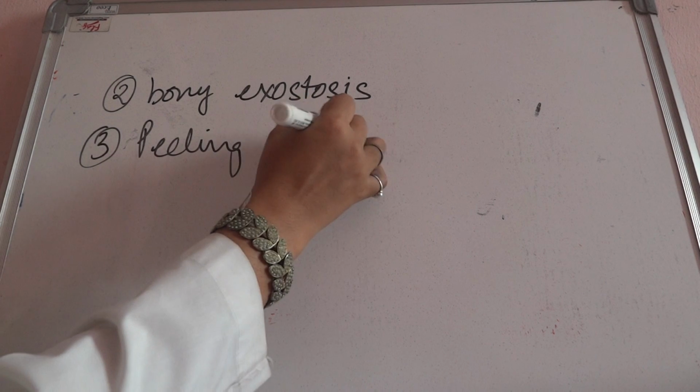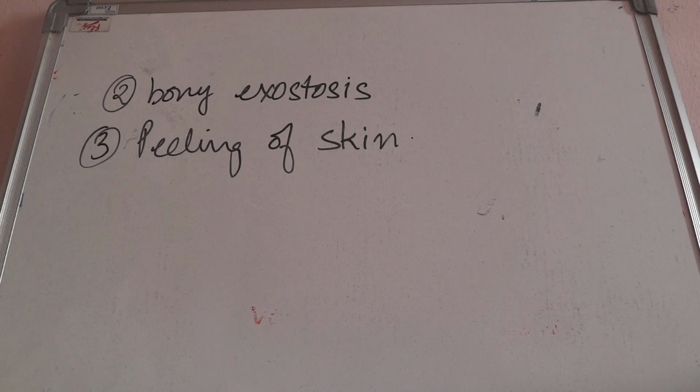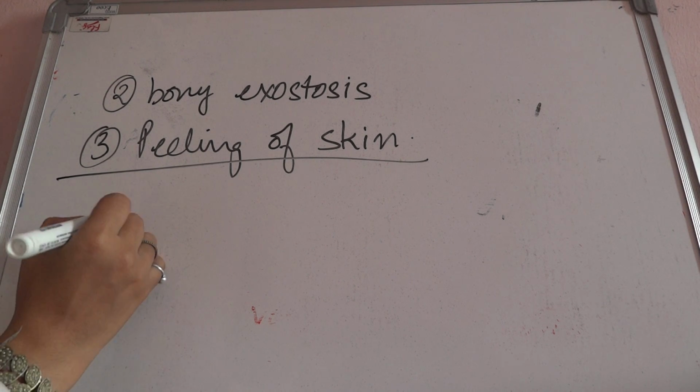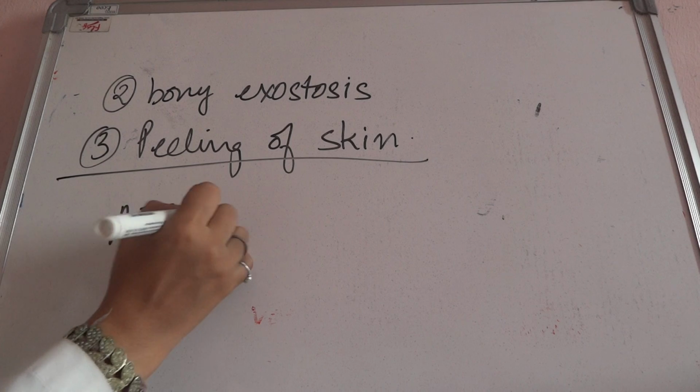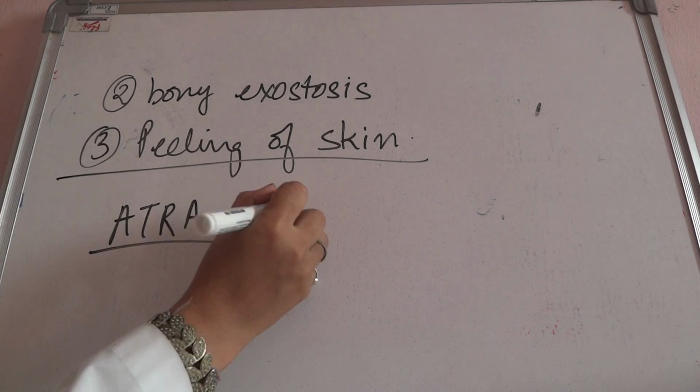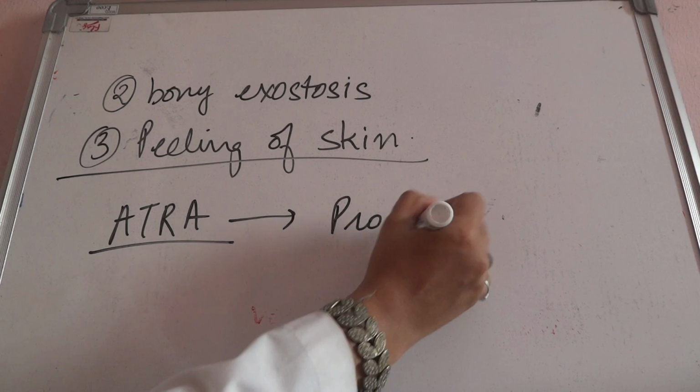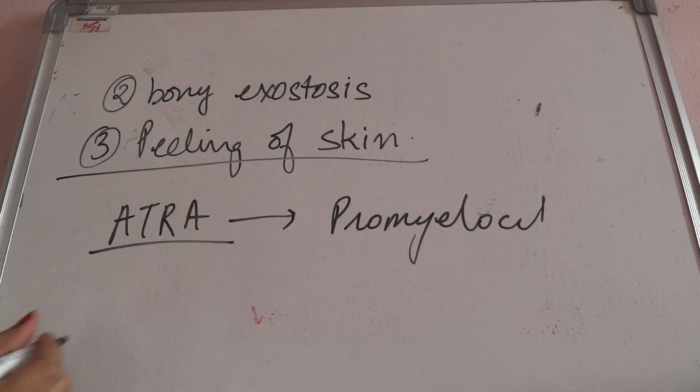Too much vitamin A causes peeling of skin also. This doesn't mean the chemical peeling that people do to look better and beautiful. It is a bad peeling of skin which does more harm to you. Okay, that's all. And one more important thing in vitamin A, that is also an MCQ or quiz related question. When I had a quiz, I was asked this question: ATRA, all trans retinoic acid, is used in the treatment of promyelocytic leukemia.